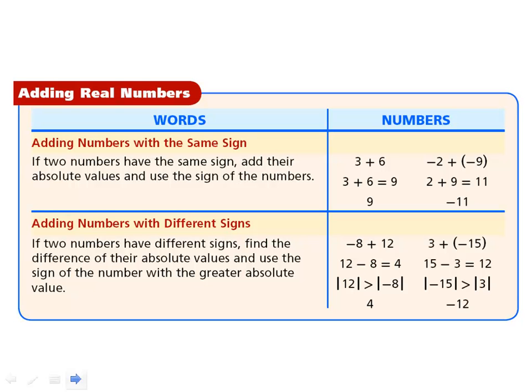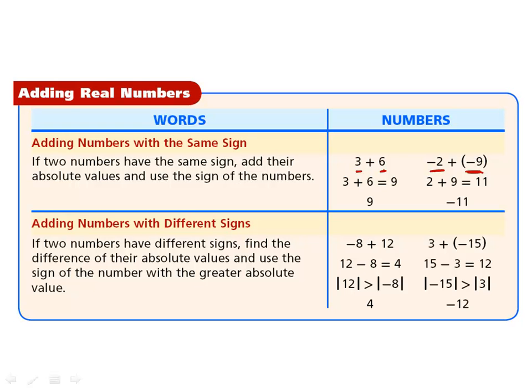Alright, so when we're adding numbers with the same sign, meaning two positive numbers like positive 3, positive 6, you know how to do that. We don't have to talk about that. How about if they're both negative? Negative 2 plus negative 9. Okay, so we add them as if they were positive, and we get 11, but because we're adding two negatives together, it's negative 11.